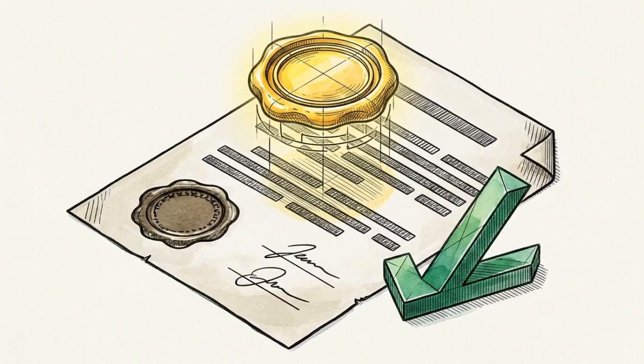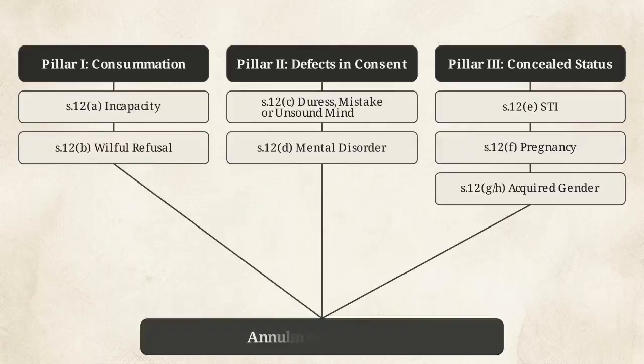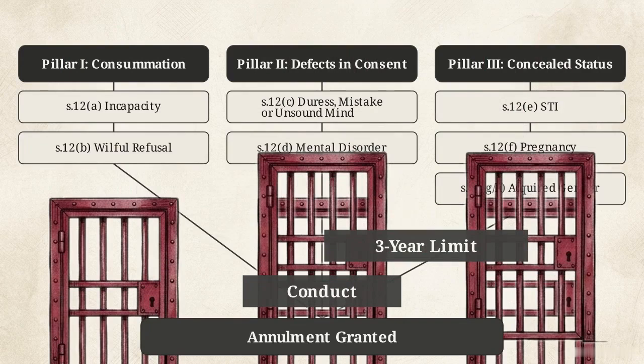Proving a defect under Section 12 does not guarantee an annulment. That right is heavily constrained by Section 13 of the Act, known as the statutory bars. The first bar is approbation. If an applicant knew they had grounds for nullity but acted like they accepted the union, the court blocks it. The second bar is delay. Most proceedings must be issued within 3 years, or the application is shut down.